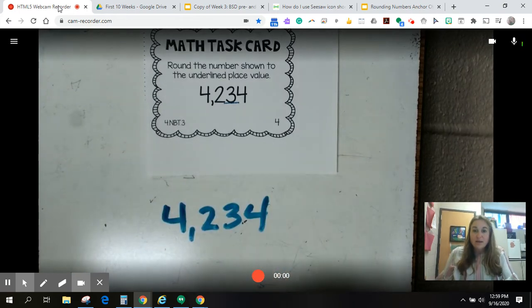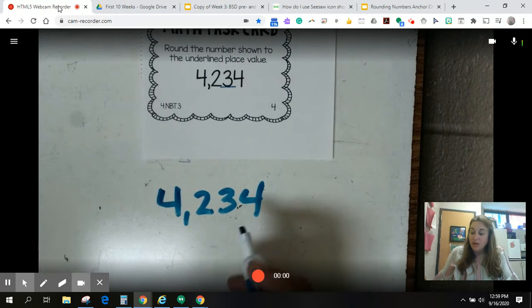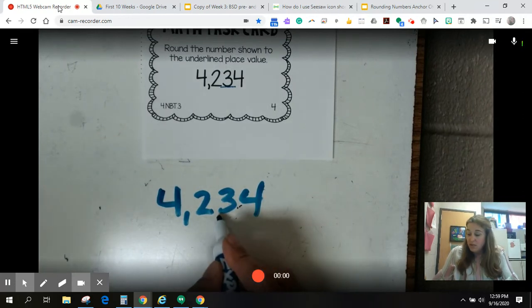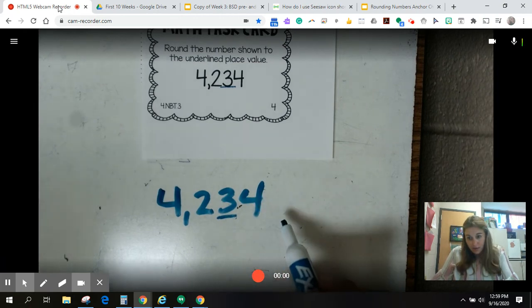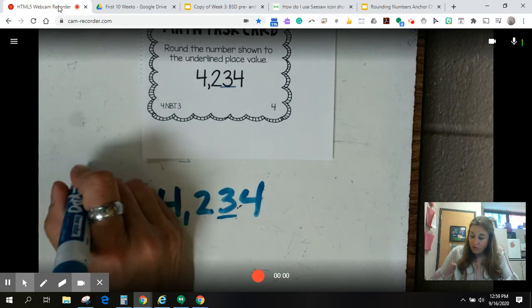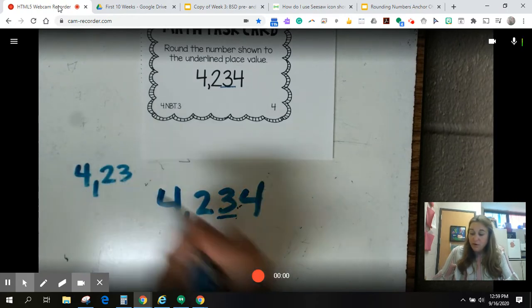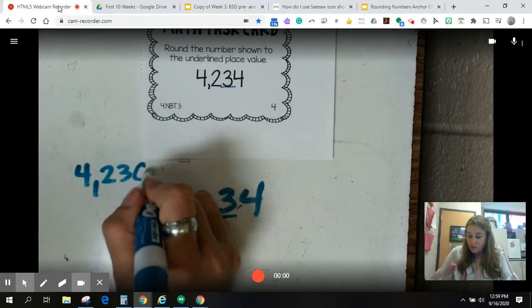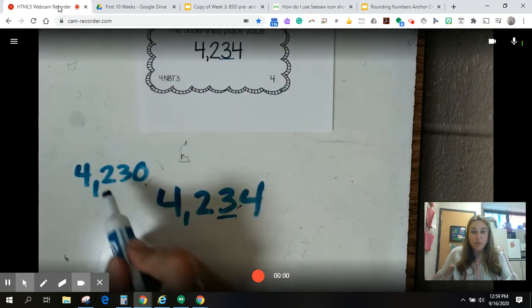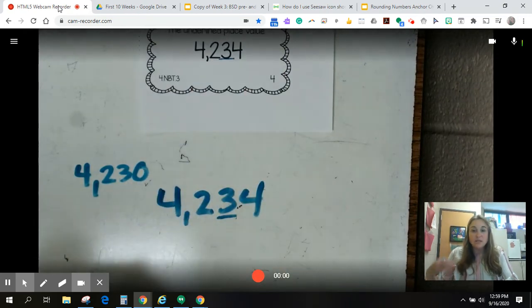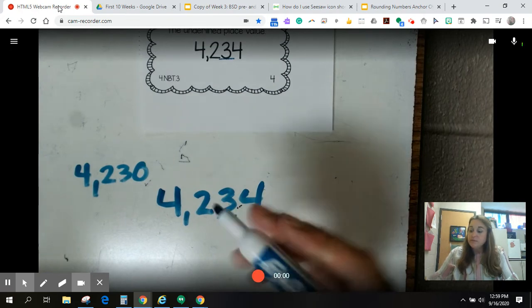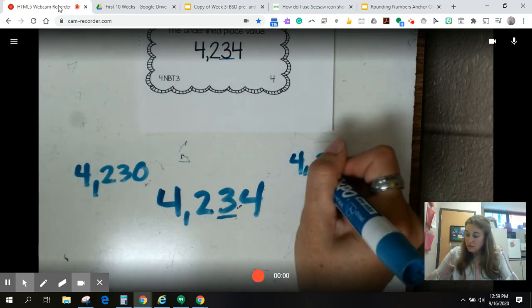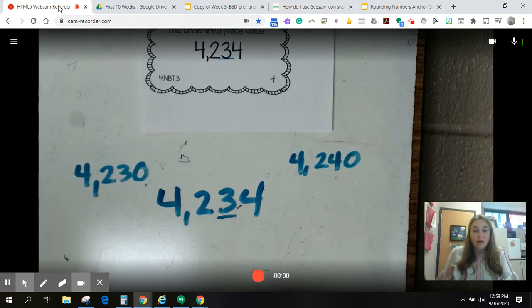4,234. Okay, let's do our steps. We're going to underline the digit, the place that they want us to round to, which is the tens place. Awesome. All the numbers to the right are 0. So 4,230. That's right. So then if this is 4,230, what's the next 10? 4,240. Nice. Good job.